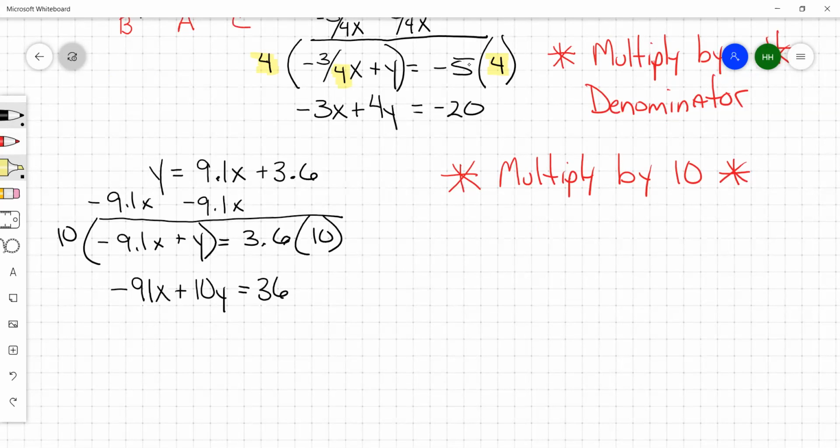And now you're in standard form with integer coefficients. So we multiplied by 10 right here because we had one decimal in the tenths place and another decimal in the tenths place.